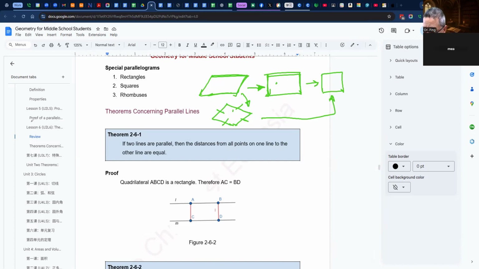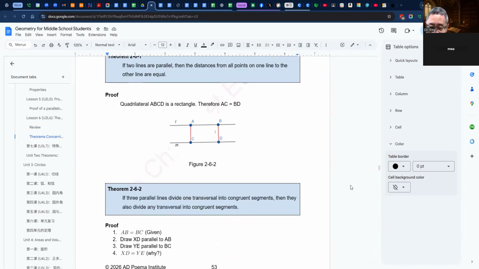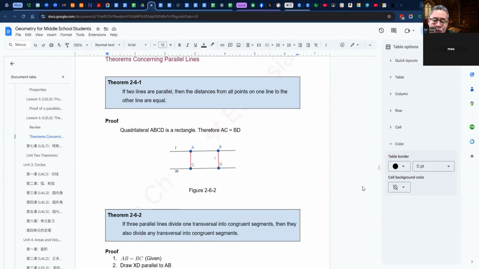Okay, perfect. So now we're going to be looking at learning something new. Theorem 2-6-1 says that if two lines are parallel, then the distance from all points on the one line to the other are equal. It's kind of like a railroad track, and the things between them have to be equal. And the reason for that is the distance is defined as the shortest line that connects two points.